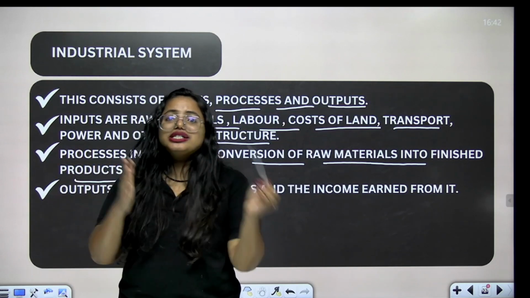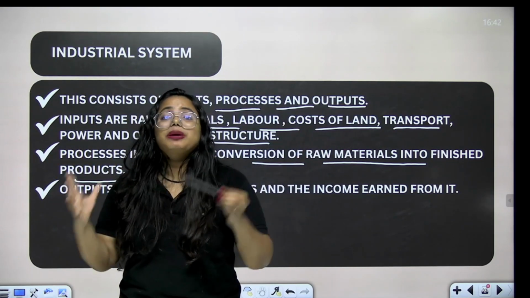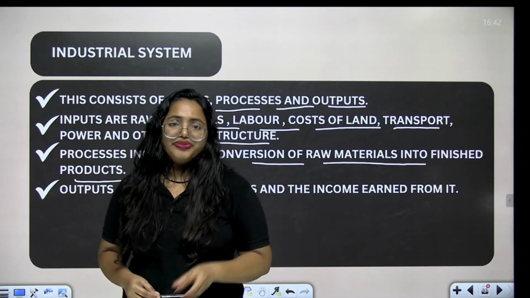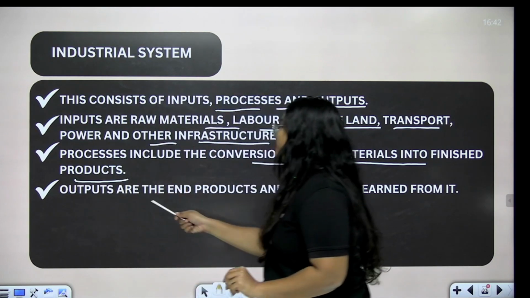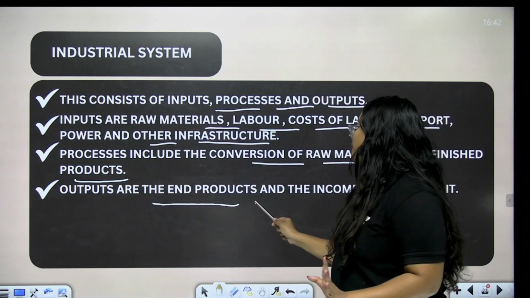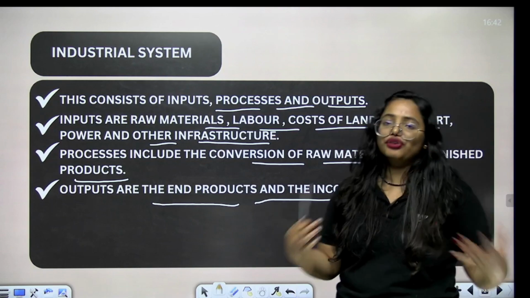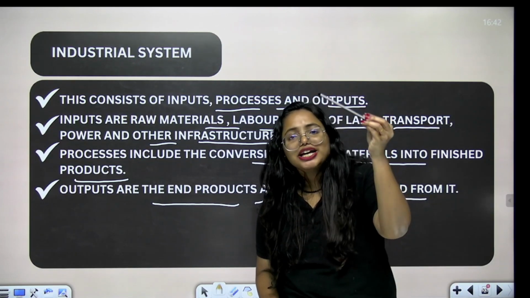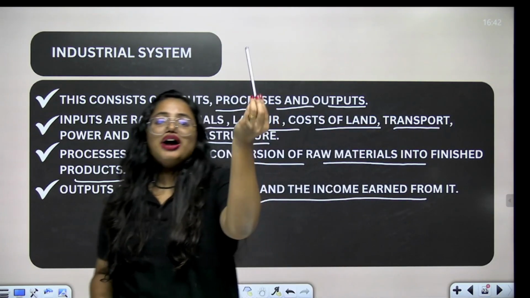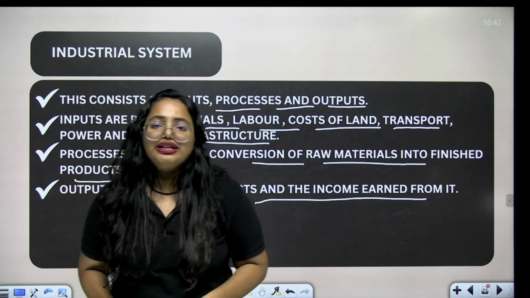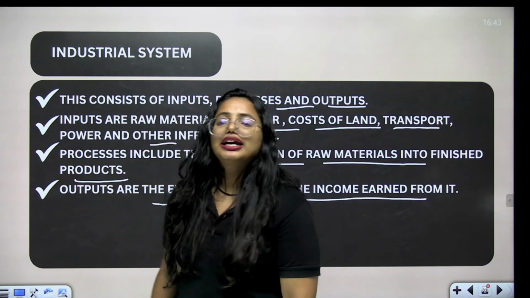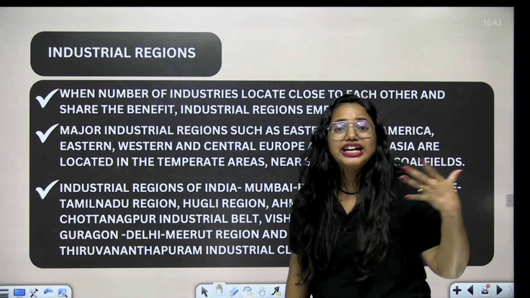So, to make this final product, certain processes have to occur. Clear? And here we know the outputs are the end products and the income earned from it. So, whatever income you generate from this, plus the final product generation, can be called outputs. Clear?